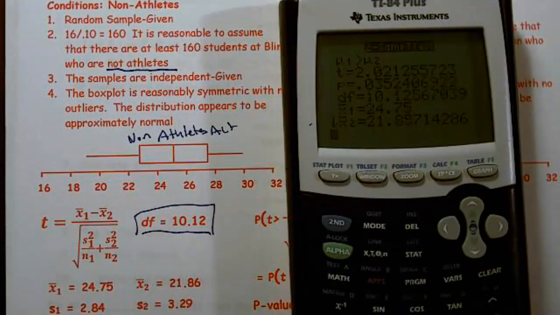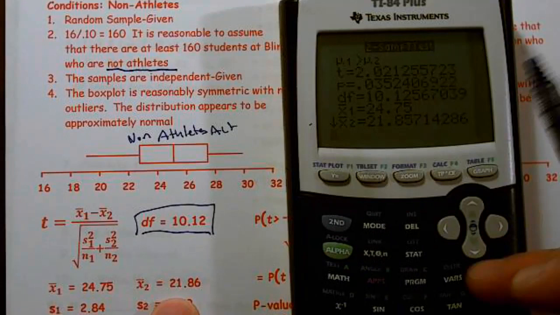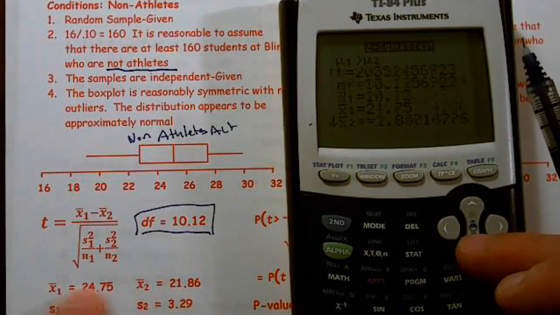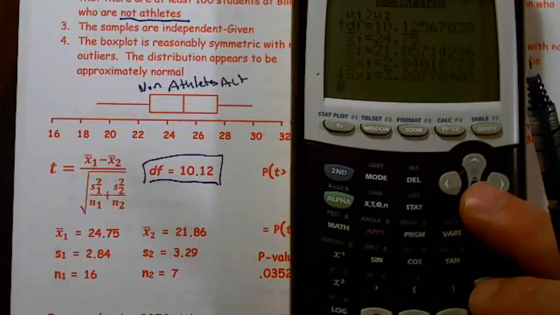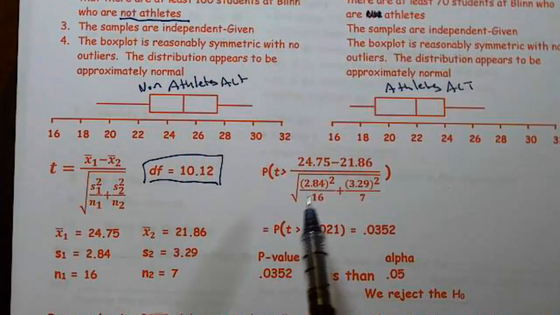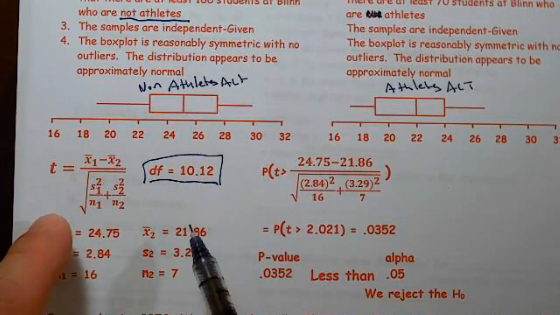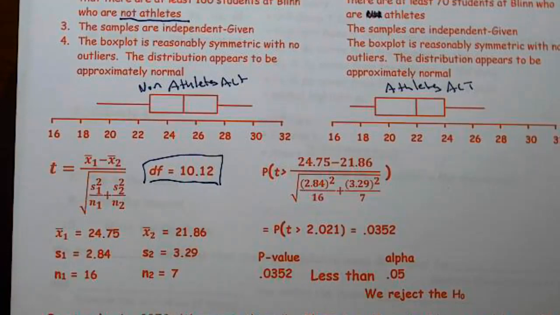Now, as I scroll down, we have x1 is 24.75. We also have x2 is 21.86, s1 is 2.84, s2 is 3.287, so 3.29. Sample size n1 is 16, n2 is 17, and make sure you plug those into your formula. All right, so very important that you make this list and plug it in. And if you have data, I would run the equation just as we did, and then plug it in.